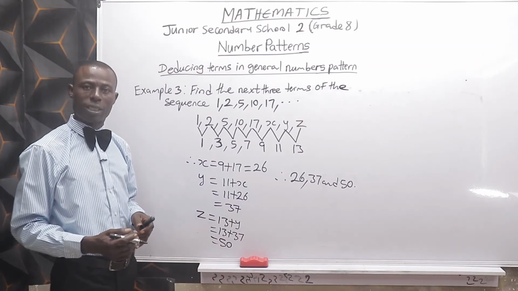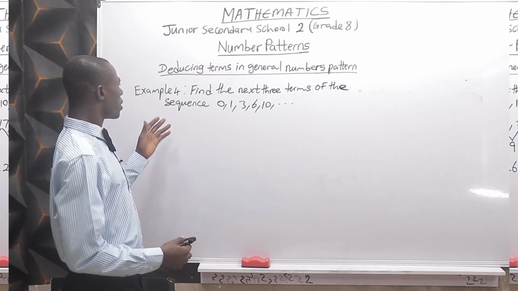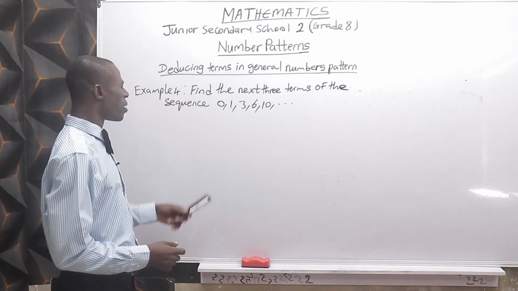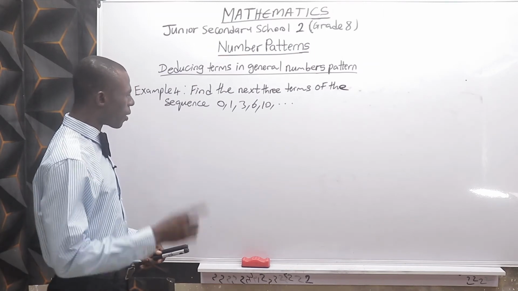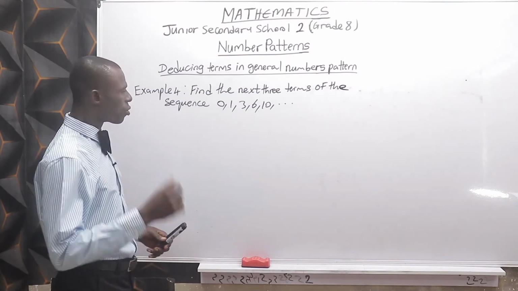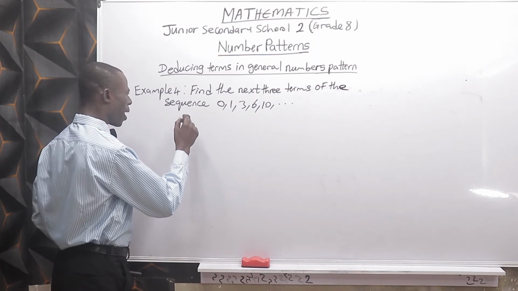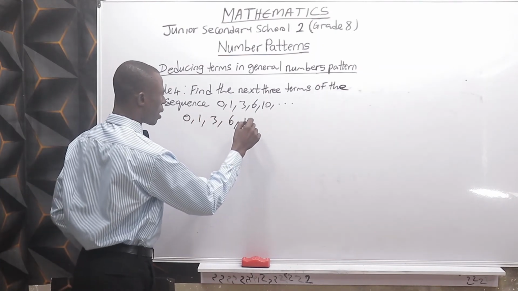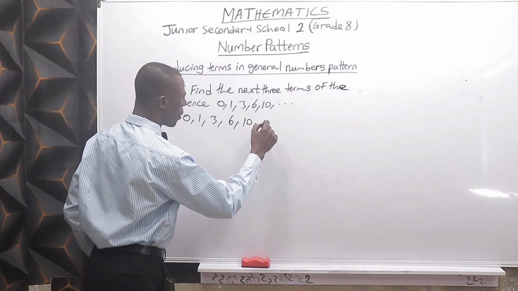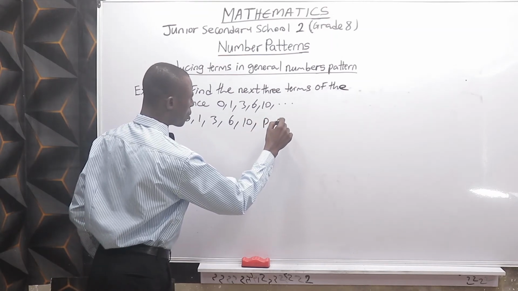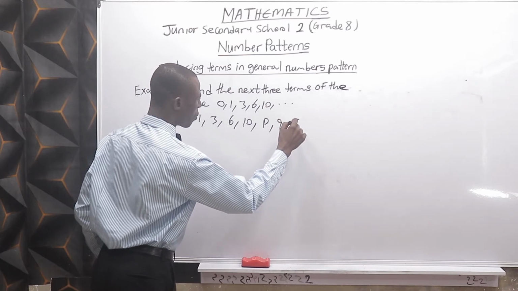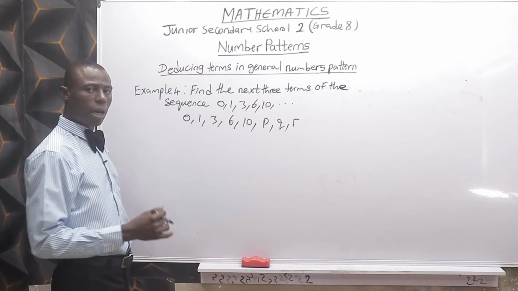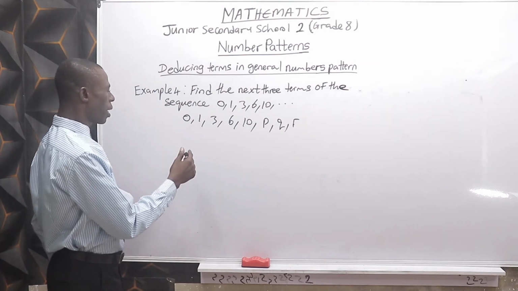So I want to believe we understand. Good. Example 4. Find the next three terms of the sequence 0, 1, 3, 6, 10, and so forth. As usual, rewrite 1, 3, 6, 10, P, Q, R. I use P, Q, and R to represent the next three terms there.